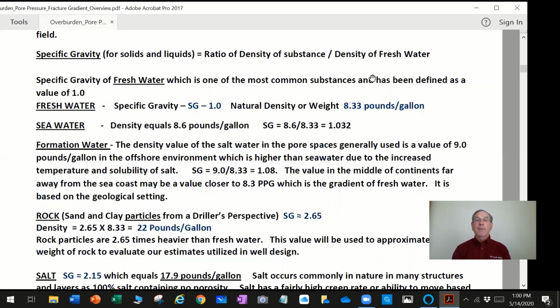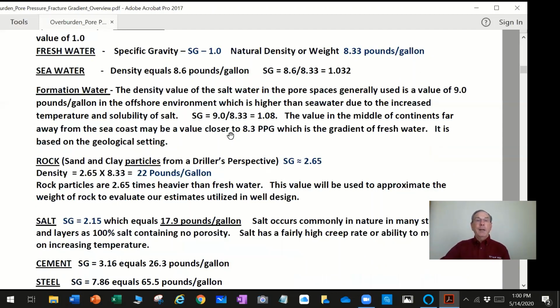The value in the middle of continents, far away from the seacoast, may be a value closer to 8.3 pounds per gallon, which is the gradient of fresh water. It is based on the geological setting, and it is something that would be a local knowledge of the operating area.